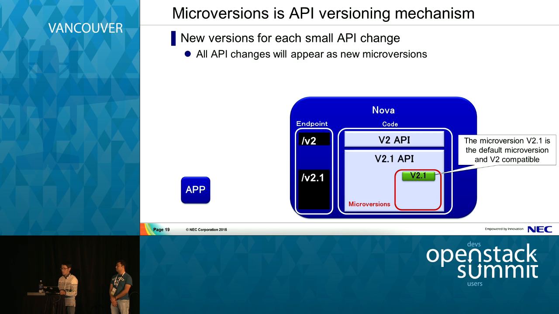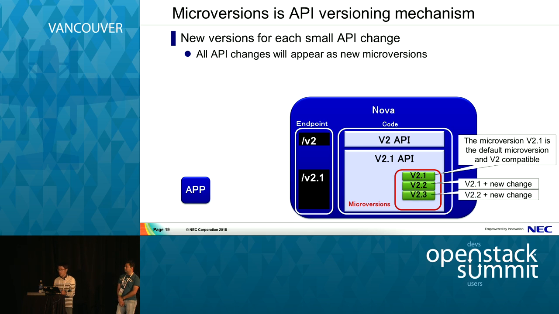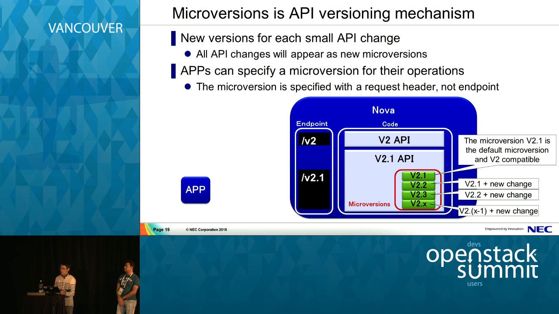When changing the microversion, V2.1, V2.2 is generated. So V2.2 is V2.1 plus some changes. Based on the same manner, V2.3 is V2.2 plus some changes like that. And the application can specify the microversion in the request header.